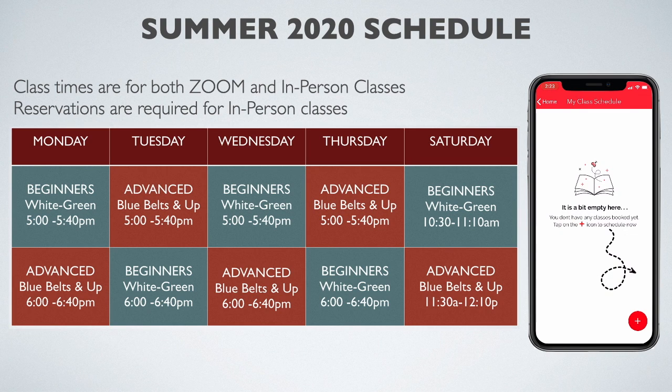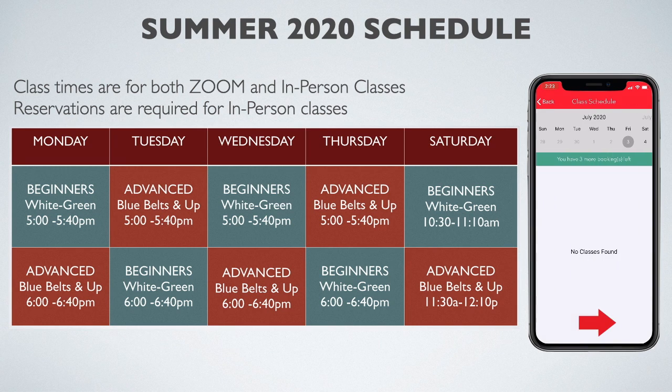And as you can see, it says it's a bit empty here. That's because I haven't scheduled any classes. I'm going to tap the red plus button at the side. It says you have 3 more bookings left.